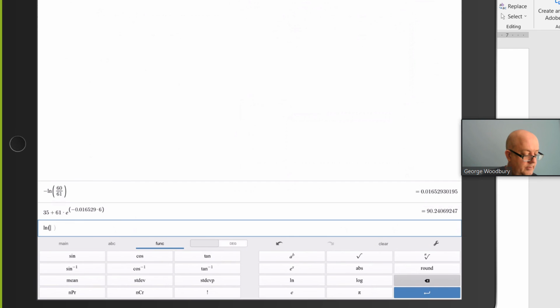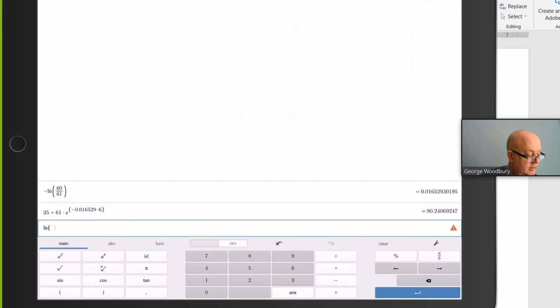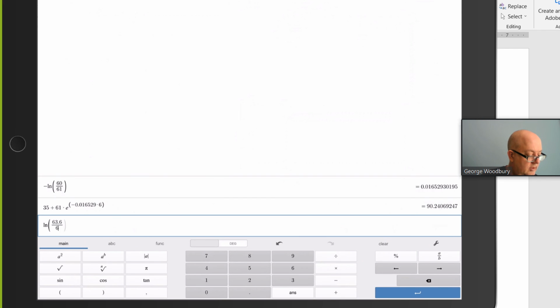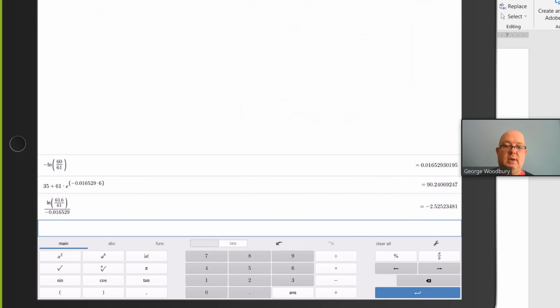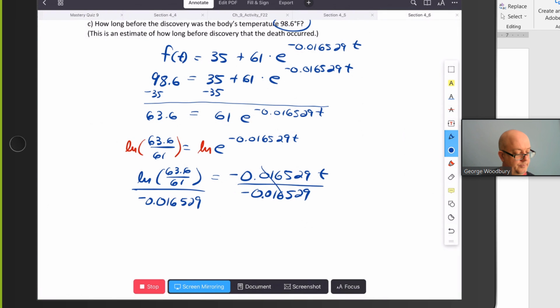Function, natural logarithm. 63.6 divided by 61, outside the parentheses, divided by negative 0.016529, and we get approximately negative 2.5. So that's about 2.5 hours before discovery.